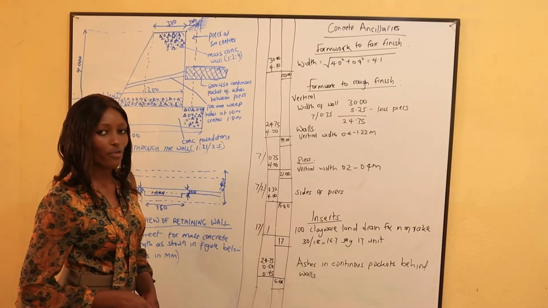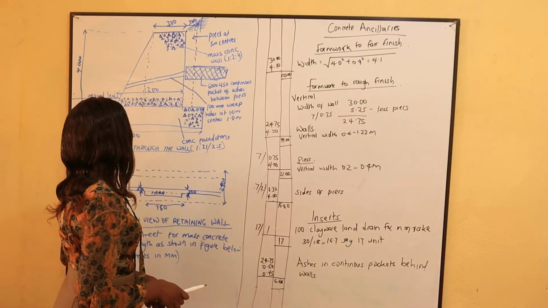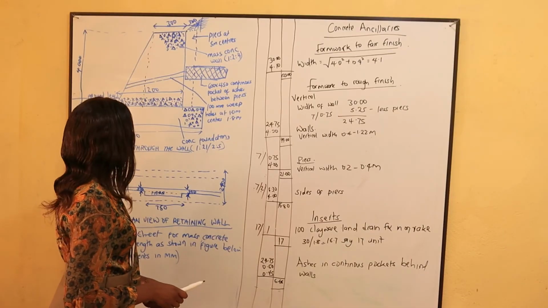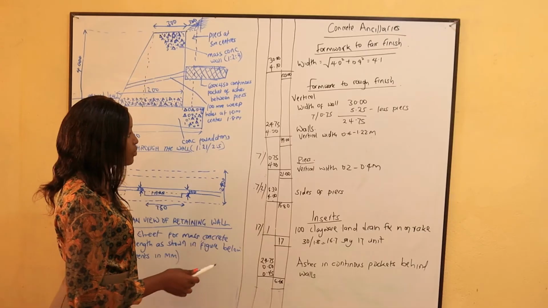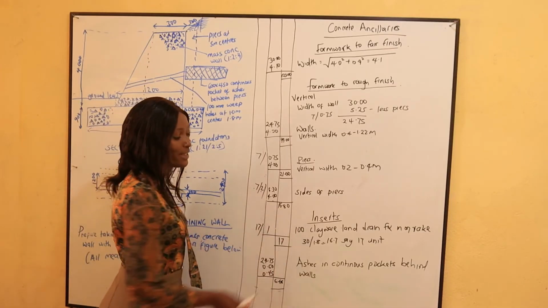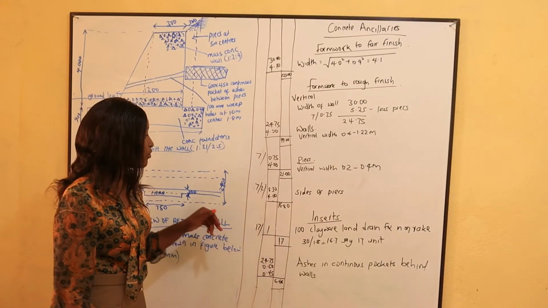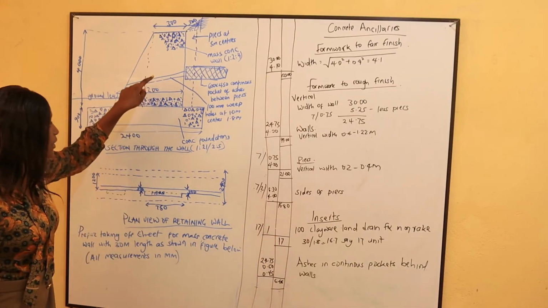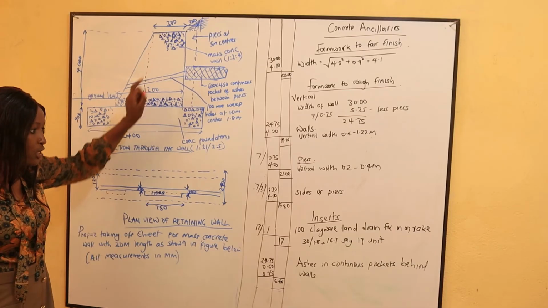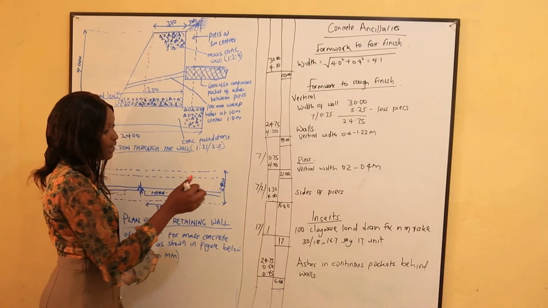Alright, now we are done with formwork. Yes, we are done with formwork. So we shall now need to do the inserts. The inserts we shall need, first of all, you can see this drain pipe, weep hole. So we shall need to take it off.